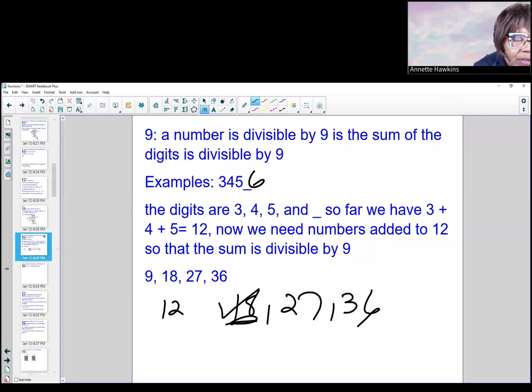Now, is there a way to get 27? I already have 12. I can't put 2 digits there. I cannot get 36 because you can only put a single digit there. Okay, so therefore 3, 4, 5, 6 would do that for us. Okay, if you put a 0, that won't work. If you put a 1, that won't work. 2, 3, 4, 5, 6 will work.